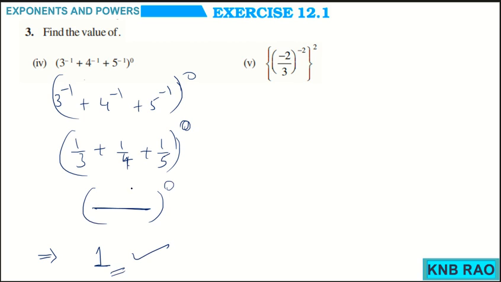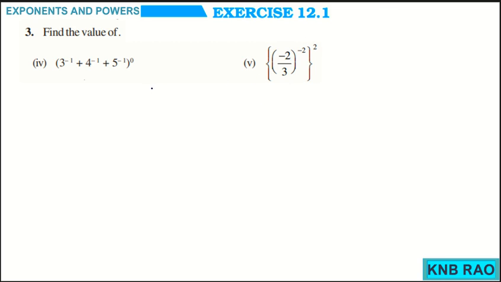So I didn't do much calculation here, I just used the rule that a non-zero number raised to the power 0 must be 1. So this is the way we do it in short in competitive exams. Now coming to question number 5.